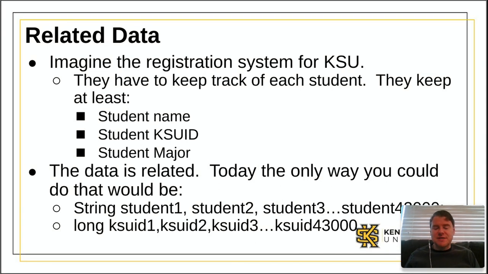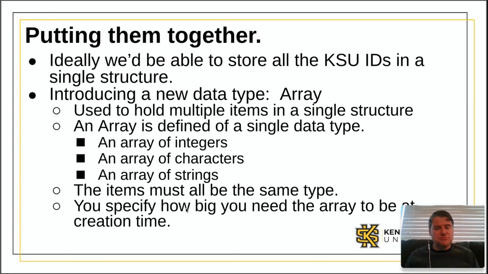And if we take that to a bigger, more extreme example, think of the KSU registration system. There's about 43,000 students here at this point, and for each one, they have to keep track of the name and the KSU ID and the major, and probably lots of other things. All of that is related, so obviously one student's name and their KSU ID and their major is related because they're one student. But beyond that, they have to store a name for all 43,000 students, and a KSU ID for all 43,000 students. So if you think about doing this in code, you would end up with something crazy like string student 1, student 2, student 3, student 43,000, and so on and so forth. And that's, again, it's workable, but it's really not workable. It's just too much, and it's too difficult to deal with.